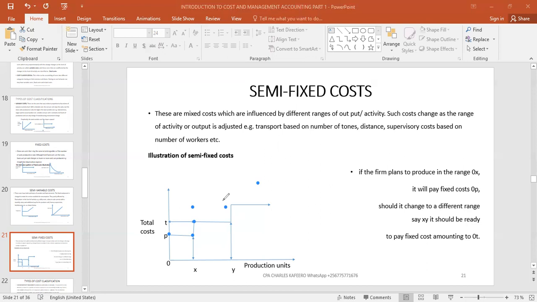So as you have seen, if the firm plans to produce in a range of OX, it will pay a fixed cost of OP. Should it change to a different range, say XY, then it should be ready to pay an additional cost amounting to OT. Meaning it is from OT, because we are including what was paid when we were producing at OX, and the one on OY. So that's how it is.